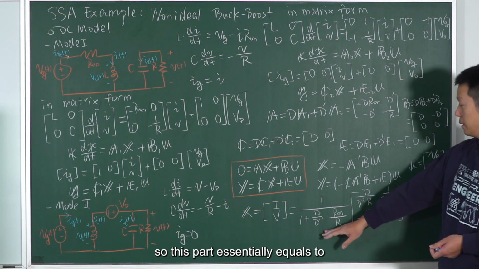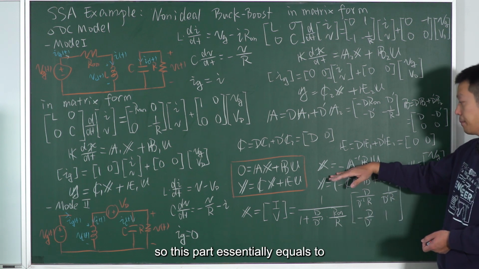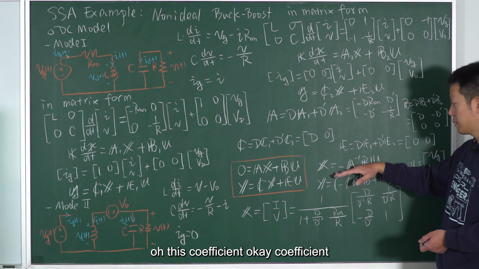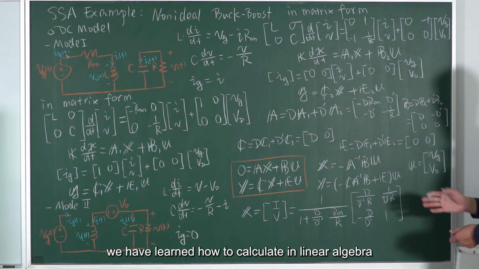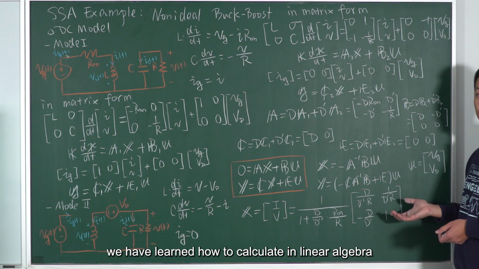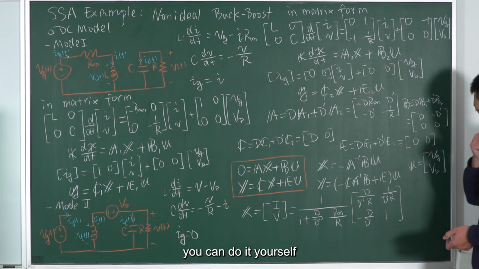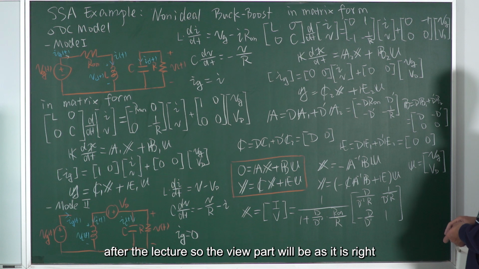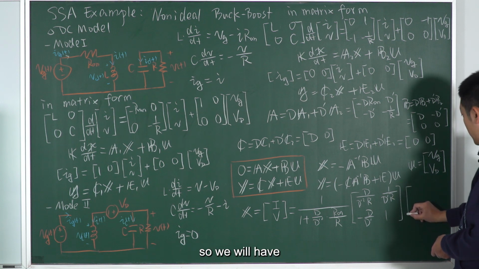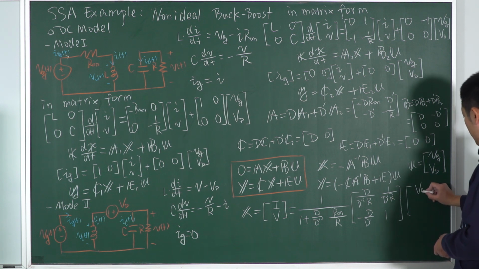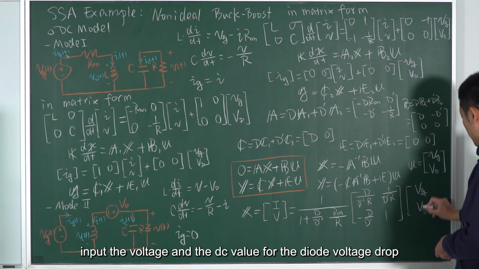So this part essentially equals this coefficient. We have learned how to calculate this in linear algebra. You can do it yourself after the lecture. So the U part will be as it is. Here we only consider the DC quantities, so we will have the DC value for input voltage and the DC value for delta voltage drop.